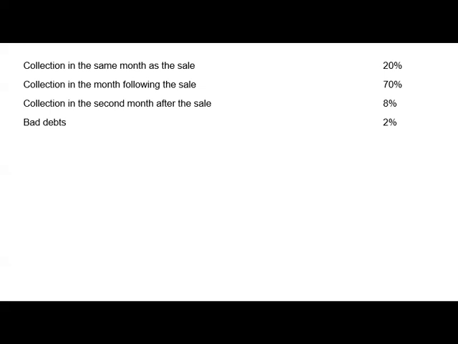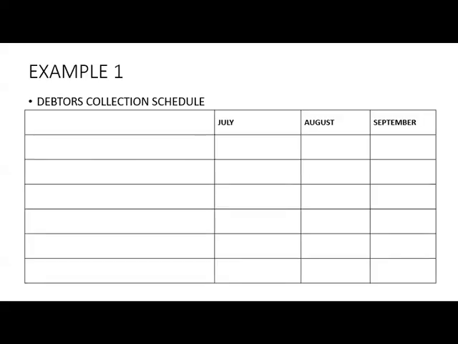Let's go to May. For May credit sales, which amounted to 112,500, 20% will be collected in May. 70% of that 112,500 will be collected in June. And only 8% will be collected in July. Why do I care only about the 8%? It's because it will be collected in July, and July is within our budget period, and that will give us 9,000 rand.